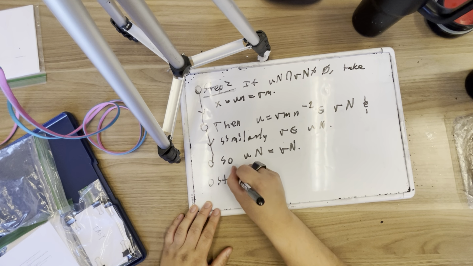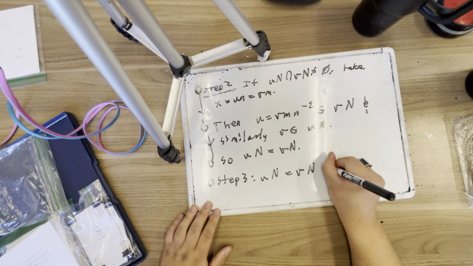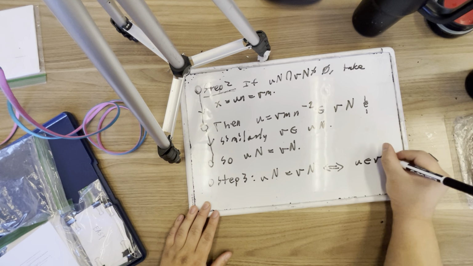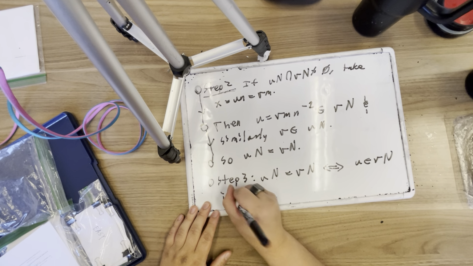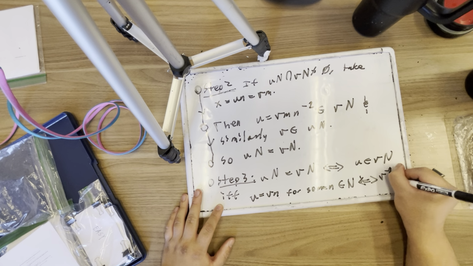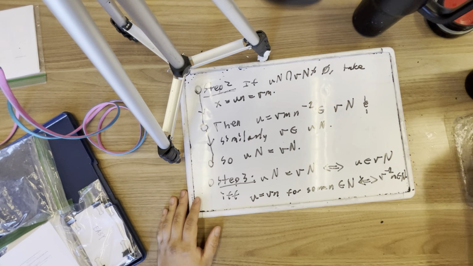And for step 3, uN is equal to vN if and only if u is an element of vN, if and only if u is equal to vn for some n that's an element of big N, if and only if v^-1 u is an element of N. So there you have it. All right.